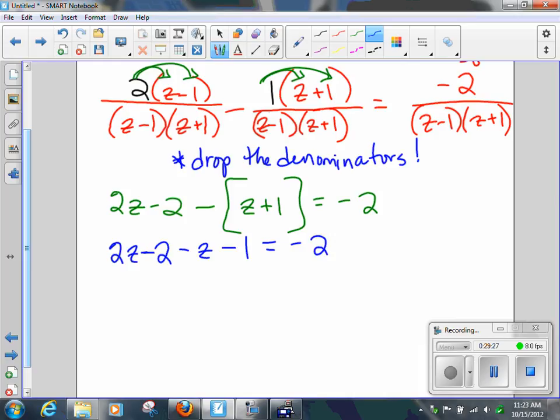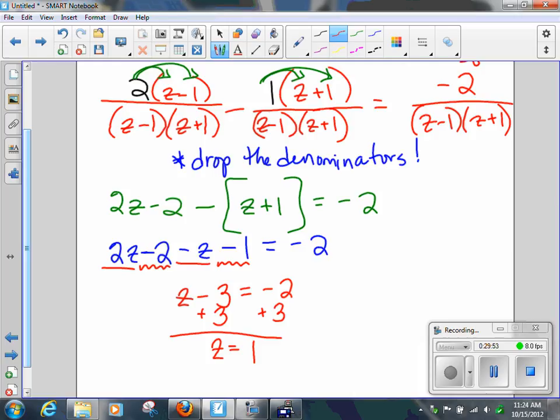And now we're going to combine like terms on the left. Which gives us 2z minus z is 1z. Negative 2 minus 1 is negative 3. Add 3 to both sides and we get z is equal to 1. You guys agree with that? Does everybody agree with that?